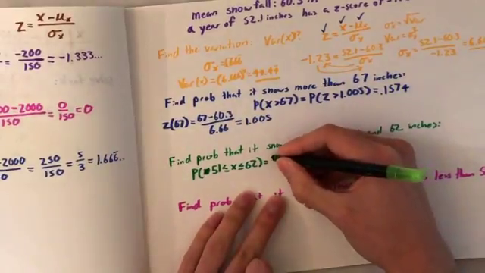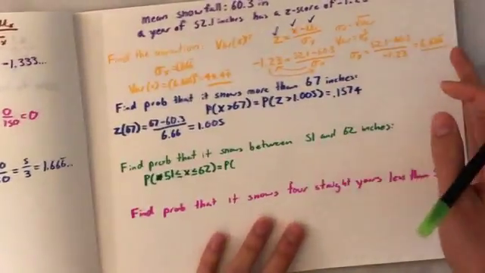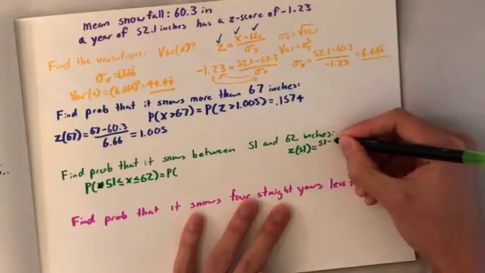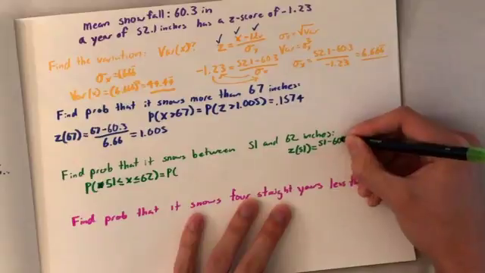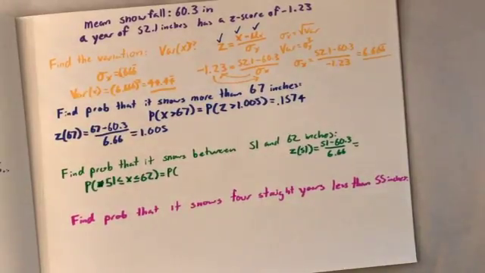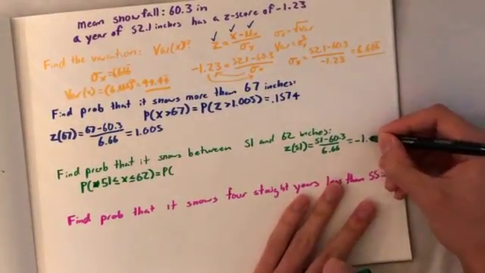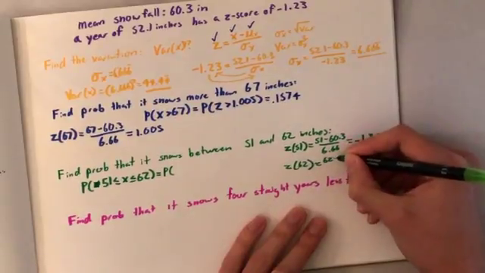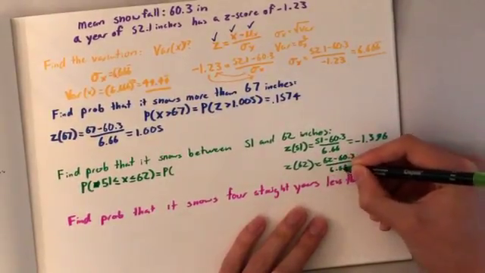If we're using our z-scores table, we need to actually find out what the z-scores are. So we'll quick do z of 51 is 51 minus 60.3 over 6.66. Also, if you understand what you're doing at this point, feel free to either skip ahead or just turn the video off, because I know you guys might know this by now. So we get negative 1.396. Z of 62 is going to be 62 minus 60.3 over 6.66.